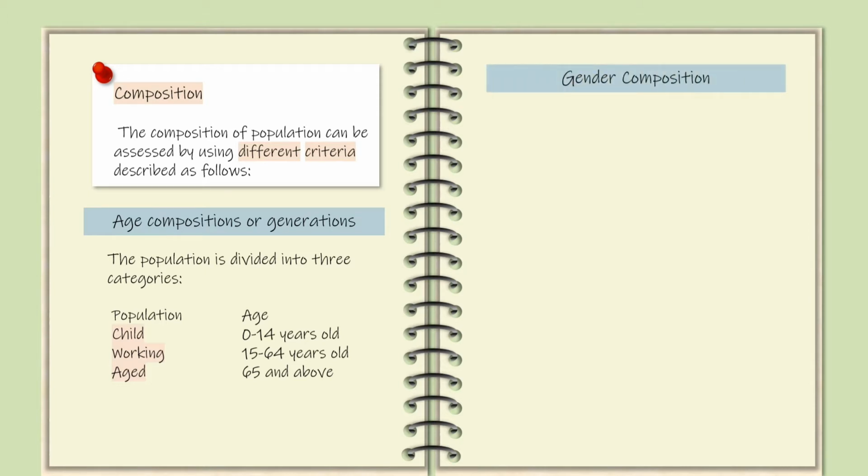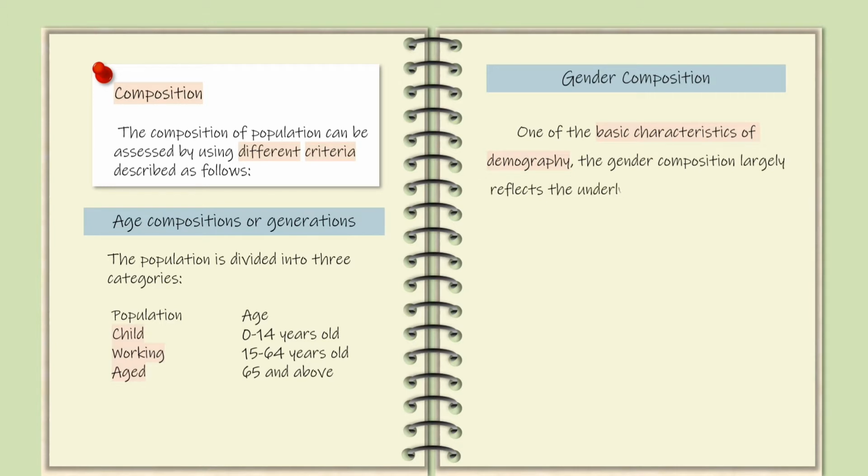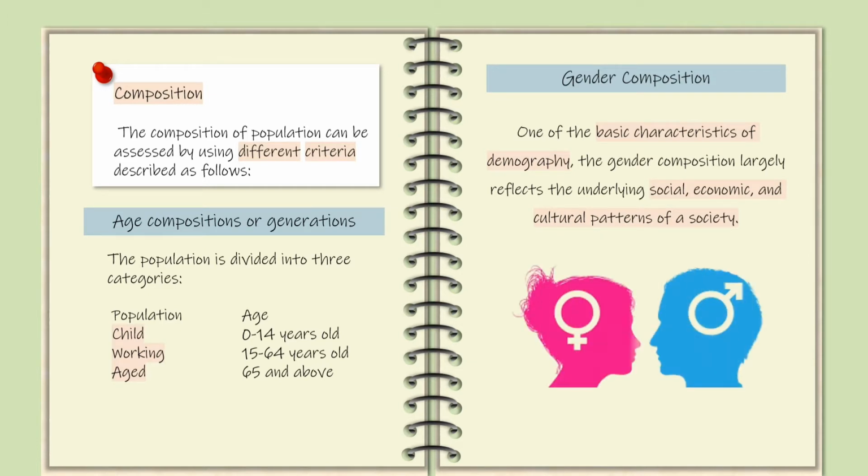Next is gender composition. Gender composition is one of the basic characteristics of demography. The gender composition largely reflects the underlying social, economic, and cultural patterns of a society. Gender classification of population is often analyzed by businesses as men and women have different psychological and physiological needs and they shop differently, such as a segmentation is widely used within the cosmetics, clothing, and magazine industry.